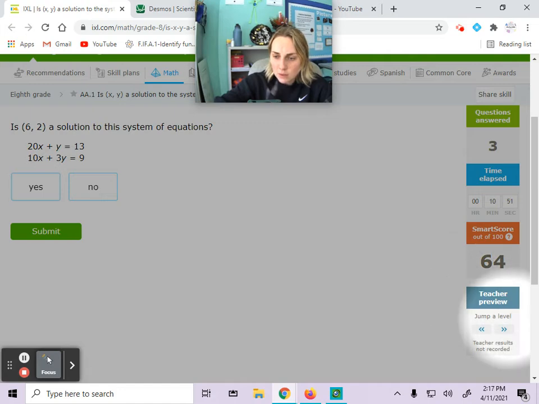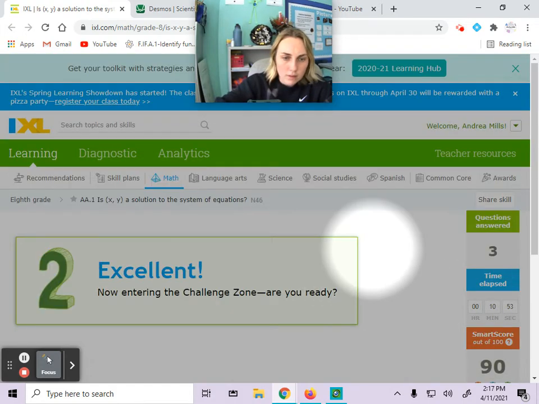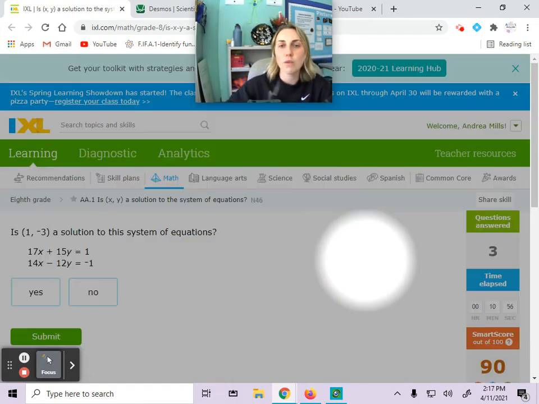I'm going to skip to another level. Challenge zone. Okay, so we're going to do a couple of hard examples, so these aren't going to be that bad. I'm going to show some more examples using the Desmos, and we should be good to go. Alright, so same thing.